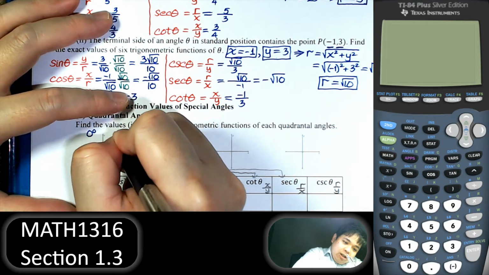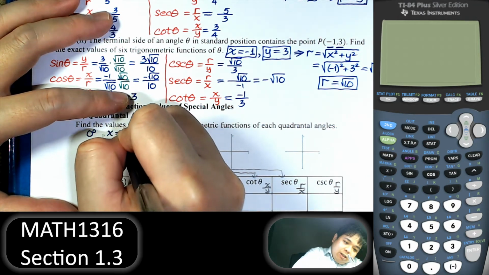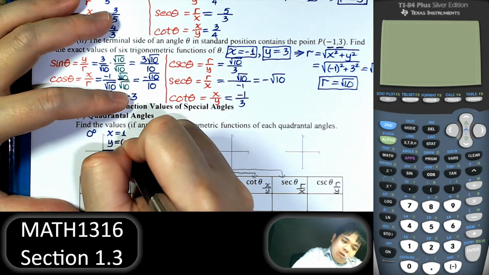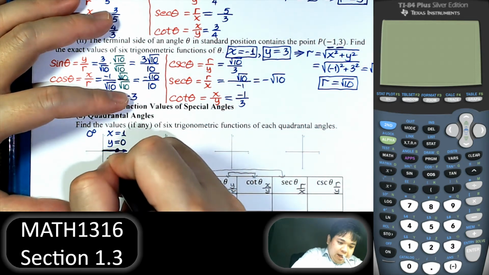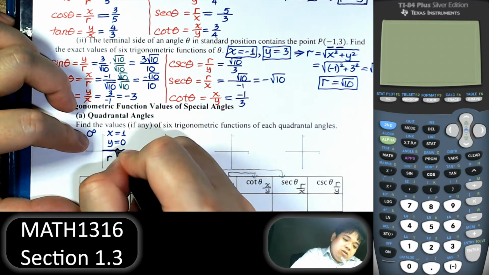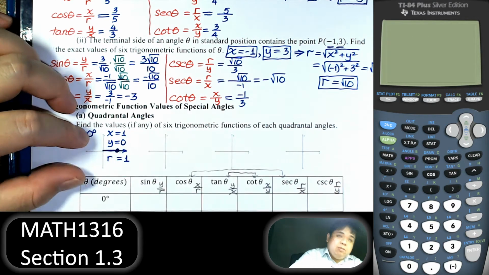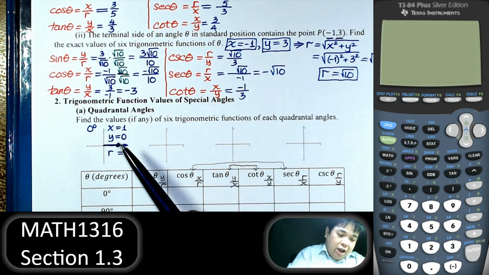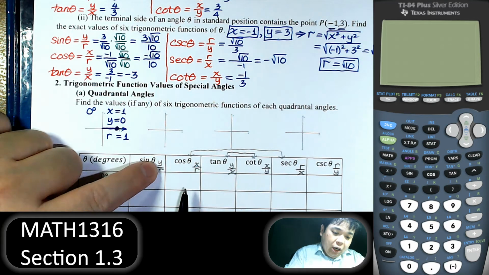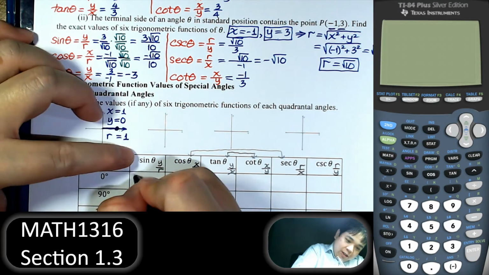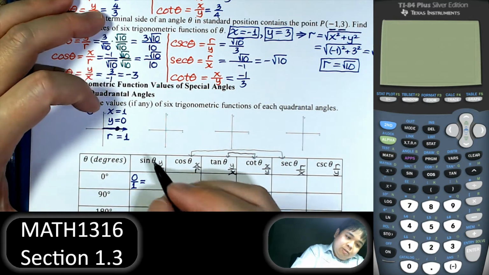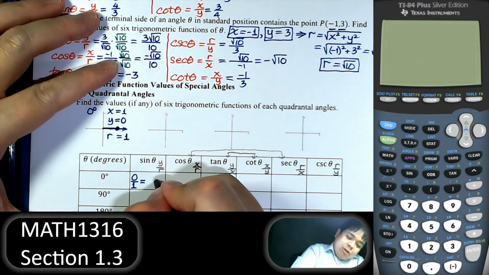Let's have 1 for x, and y is equal to 0. And then because of that, r equals square root of x squared plus y squared. Distance to the origin is 1. So for 0 degrees, we have x, y, and r. Sine is y over r, so 0 over 1 is 0.